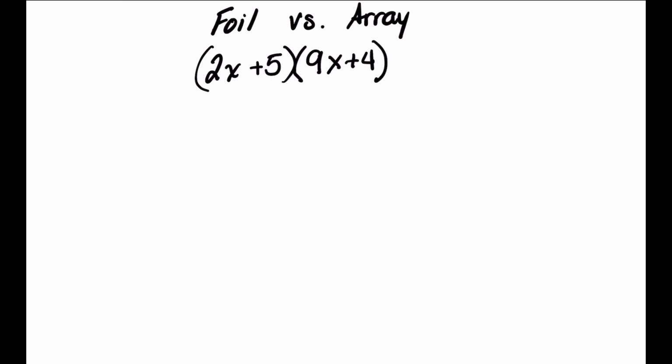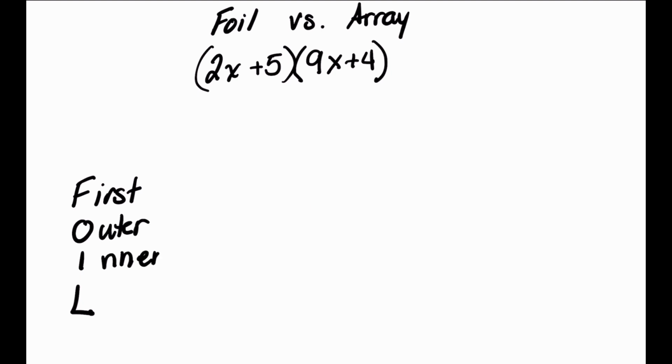Hey Math Marvels, let's look at multiplying polynomials and really look at FOIL versus array. A lot of people love to use FOIL because it's easy to remember. Pretty much, let's write down what FOIL means. It just means the first terms, the outer terms, the inner terms, and the last terms.